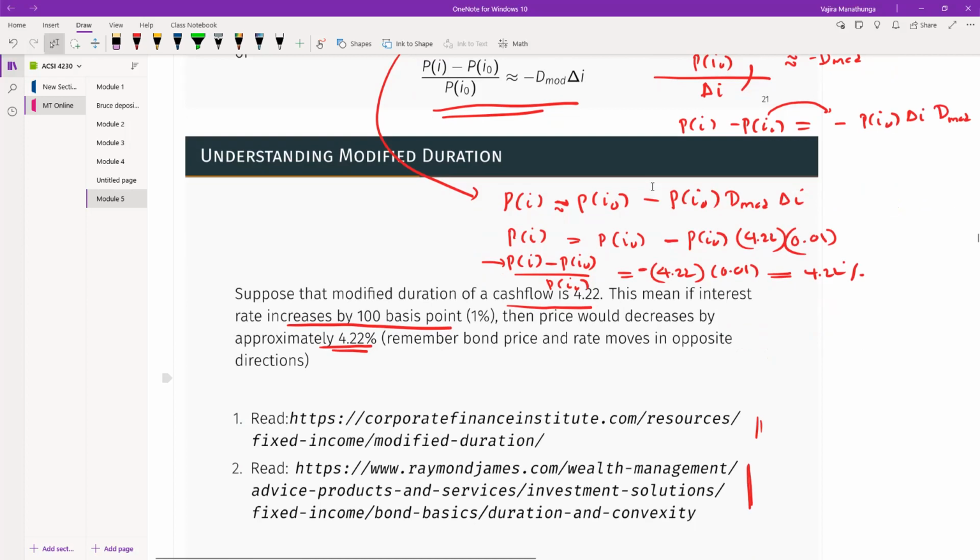So that's how you understand the modified duration. Basically, it gives you a sense of what happens if the rate increases or decreases. What's going to happen to the price?